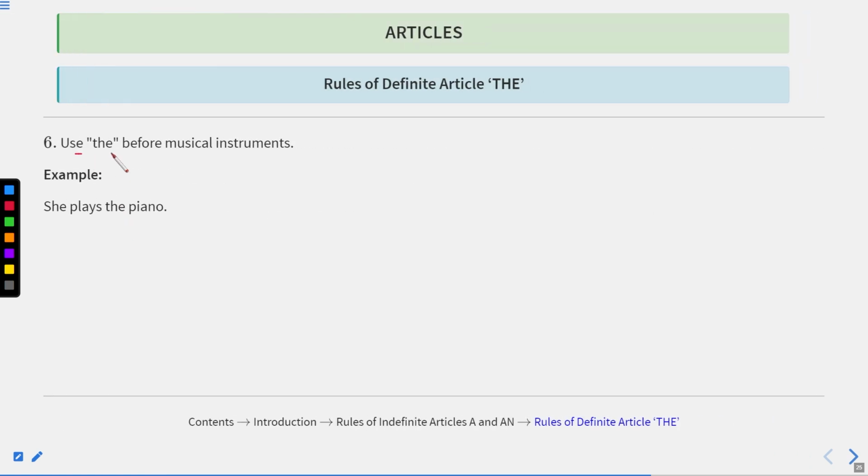Now use the before any musical instrument. If there is the name of any musical instrument, we should use the before it. For example, she plays the piano. So piano is the musical instrument before which we can use the. She plays the guitar, she loves to play the guitar. So the guitar, the piano, the tabla, or whatever musical instrument is there, we should use the before it always.